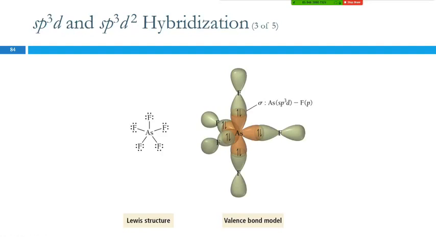So here's an example of that. We have arsenic pentafluoride. The arsenic needs 5 bonds with the fluorines, and so it will expand its octet. It will go into the d orbitals, and so we'll get sp3d hybridization, so 5 equivalent orbitals, and each of those can overlap with the p orbital from a fluorine atom.